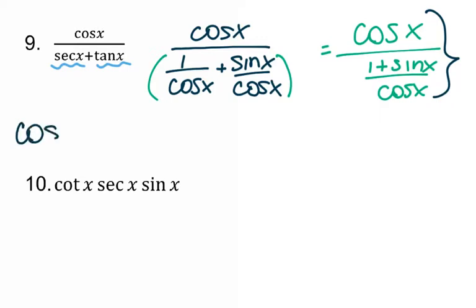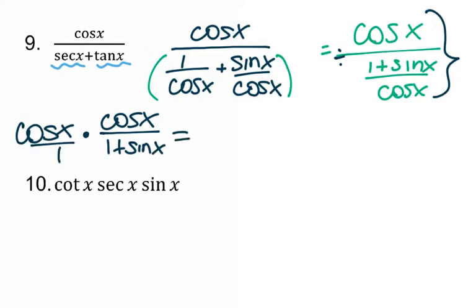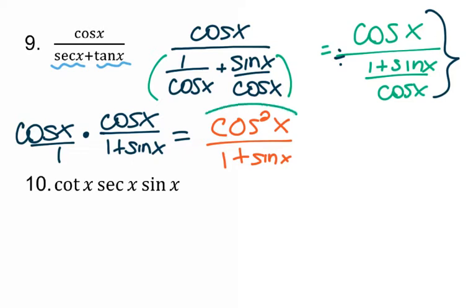We'll have cosine x. We'll take the division sign, and we'll rewrite it as multiplication times the reciprocal. We'll have cosine x over 1 plus sine x. All right, now if we multiply straight across, what you're going to find is that cosine x times cosine x is cosine squared x, and on the denominator, you'll have 1 plus sine x. Now, it looks like you might be done, but you're actually not done. We're going to continue this. We're going to replace this using the Pythagorean identity with 1 minus sine squared x.